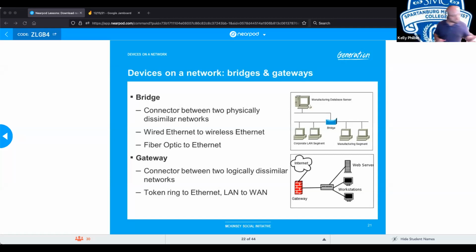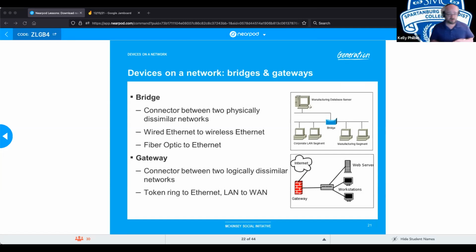Now we're getting into the next type, which is the bridge. The bridge is essentially a connector between two physically dissimilar networks. Now, what do they mean by that? So physically dissimilar, this would be like wireless to wired. That WAP, the wireless access point, that is a bridge. It's taking your wireless communication, converting it to a wired technology and sending it along the network. That is a bridge. It's not the only kind.